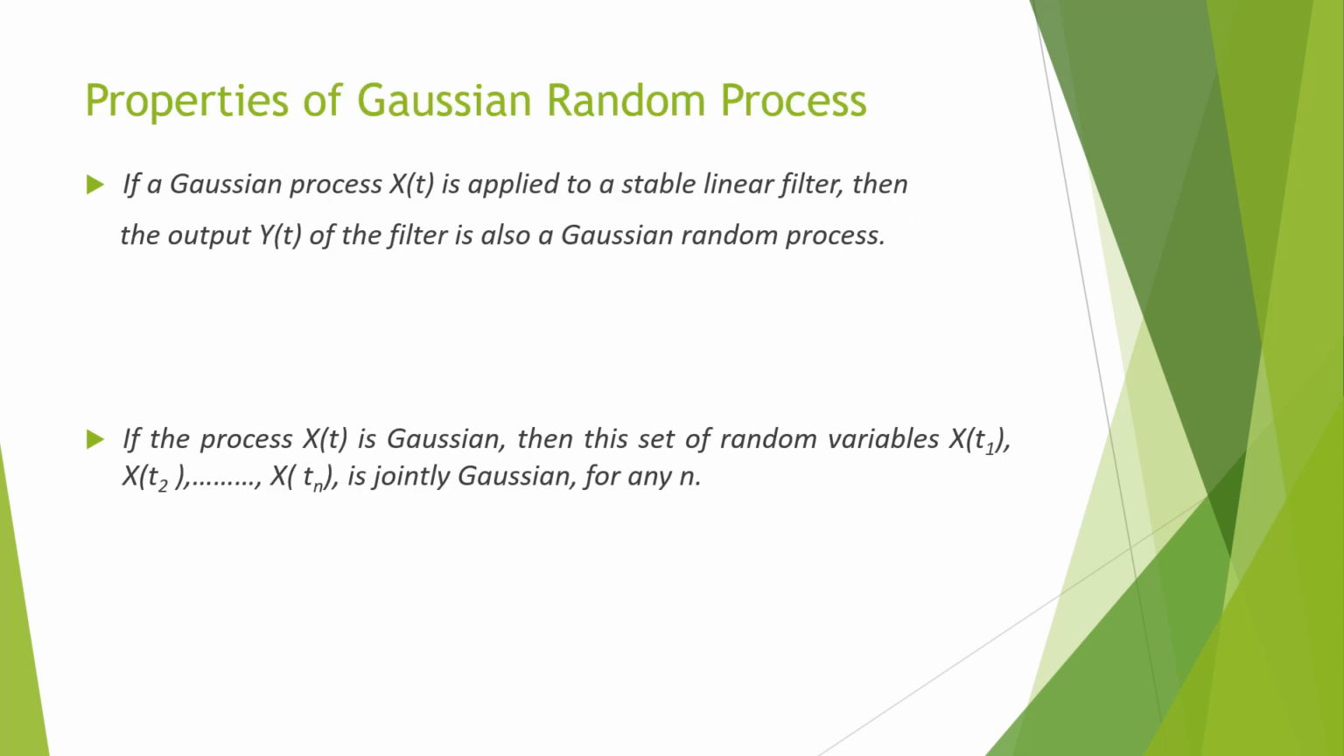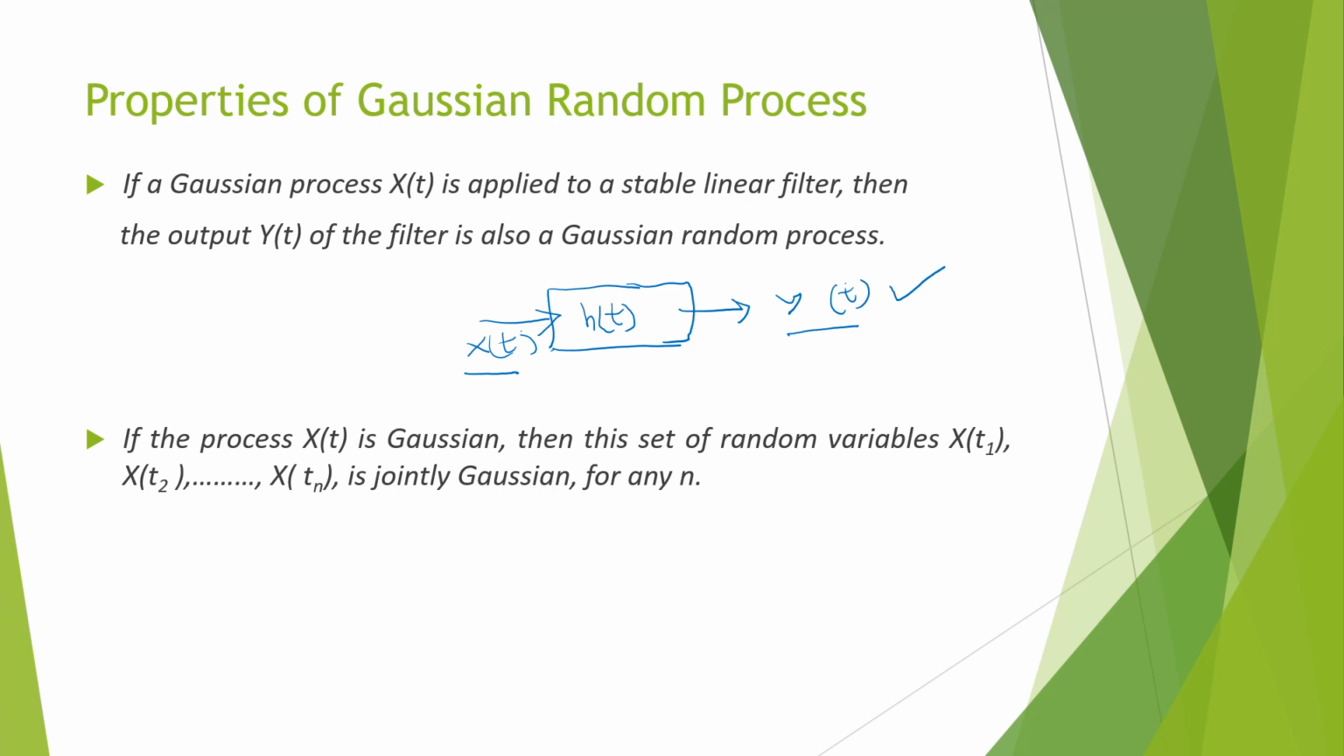Let us discuss certain important properties of Gaussian random process. Suppose we apply the Gaussian process xt to a linear filter. I draw it here. Suppose you are applying the Gaussian process at the input of a linear filter or LTI system with impulse response ht and the output is yt. Then in this case, if the input xt is a Gaussian process, the output of the filter is also a Gaussian process. That is, yt is also a Gaussian process. This is one important property of Gaussian random process.